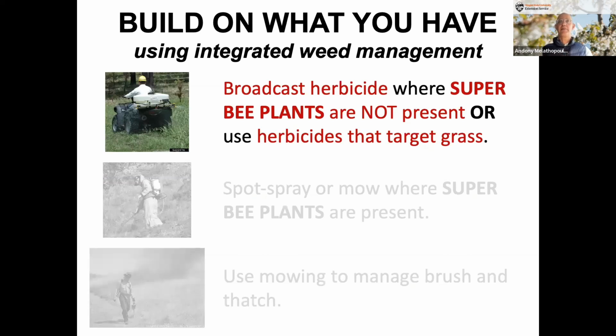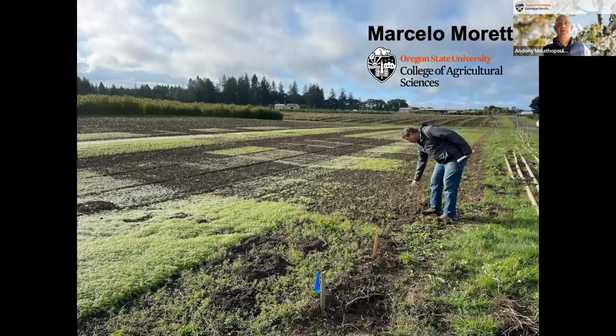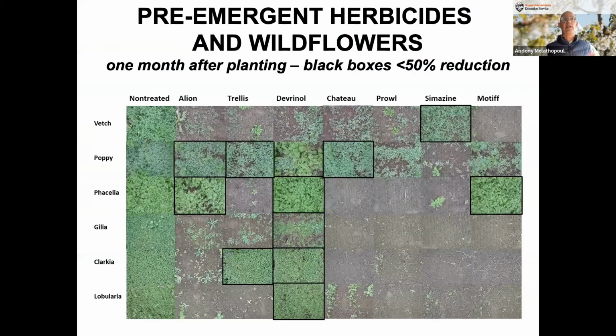Okay, I did want to talk a little bit about herbicide selectivity. We have been doing some research at OSU with some of the common annual and perennial wildflower plants that are used in conservation work. Marcelo Moretti is our weed scientist. As you can see here, he's got patches with green and patches with nothing growing. What he's done is he's laid down pre-emergent herbicide and then seeded his plants straight into it and looked for what grows. And what you see here is that along the y-axis, we've got vetch, poppy, phacelia, gilia, clarkia, lobularia, and then he's got pre-emergent herbicides on the way down.